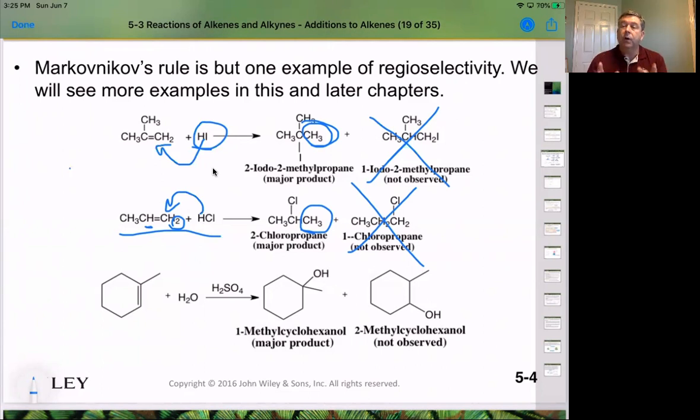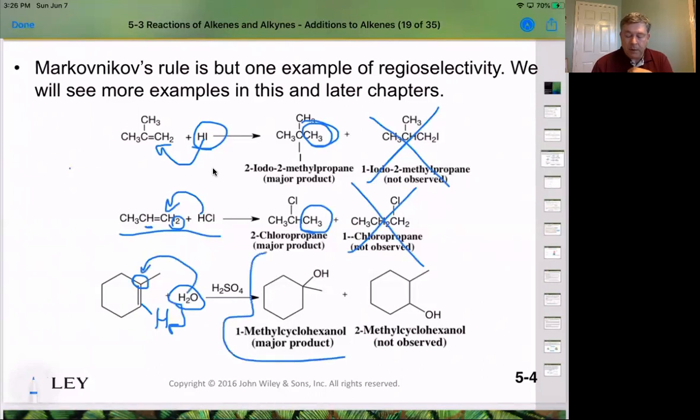Okay. This also works in acid catalyzed hydrations. In the case of hydrations, we're going to be adding water completely across that double bond, meaning the hydrogen is going to go on the one side and the OH is going to go on the other. So when we do this, because there's a hydrogen here and there are no hydrogens on this carbon at all, that means the hydrogen is going to go here and the OH is going to end up on here, leading to our major product being the one here. And again, the other product is not observed. Okay, so Markovnikov's rule tells us that hydrogen will always add to the carbon with the most hydrogens.